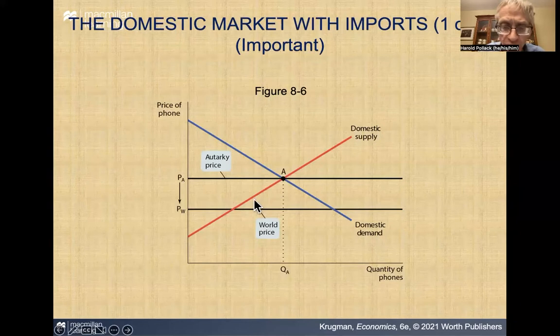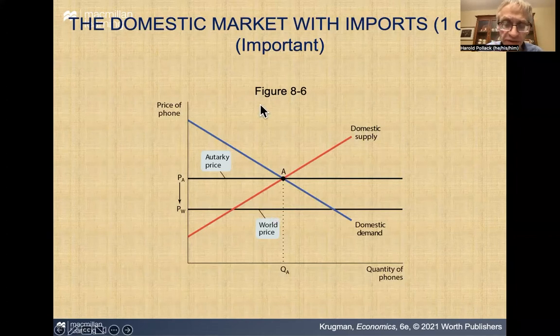Now, from the society's point of view, there's actually a net win because these producers are very inefficient relative to what the world producers are able to provide. So it's actually good for the society to buy the phones that are produced cheaply in the world rather than have these expensive producers over here. Remember, the height of the supply curve is basically how much it costs the producer to produce that last unit.